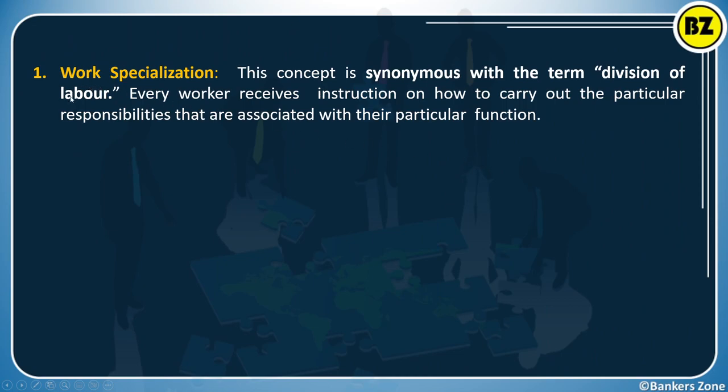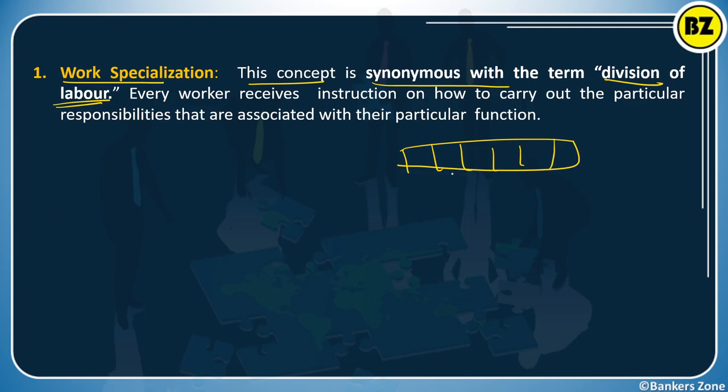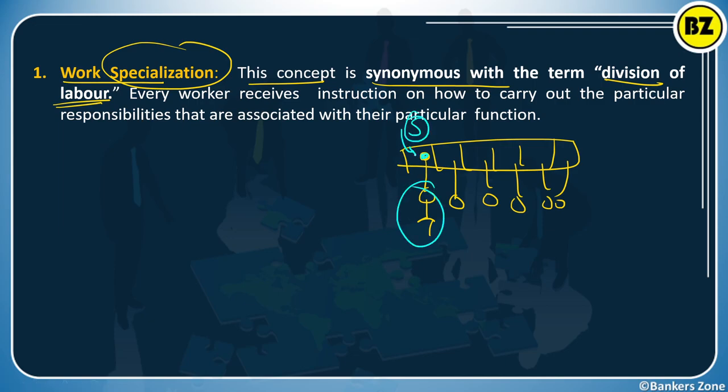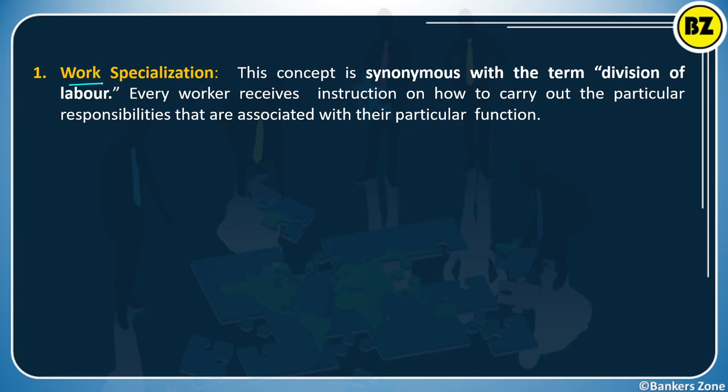Work specialization. Now see, work specialization. What is work specialization? Very simple, this concept is synonymous with the term division of labor. So what do we do in division of labor? The whole work will be divided into parts, and we allocate each part of the work to different employees, right? This is basically division of work, division of labor. So this employee is doing this kind of work. What happened due to this? This employee becomes a specialist in doing that work. This employee will become a specialist in doing this work. So everybody will be specialized in their field, right? So this is work specialization.